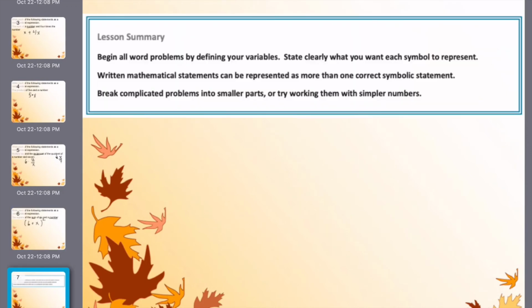So our lesson summary. Begin all word problems by defining your variables. Many times we're just going to use x. State clearly what you want each symbol to represent. Written mathematical statements can be represented as more than one correct symbolic statement. Break down complicated problems into smaller parts or try working them with simpler numbers.